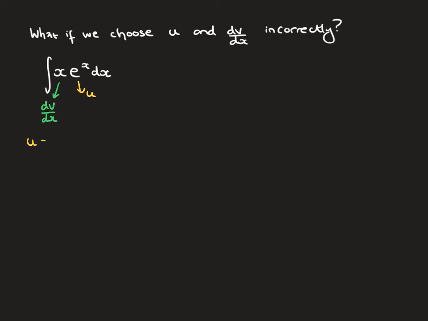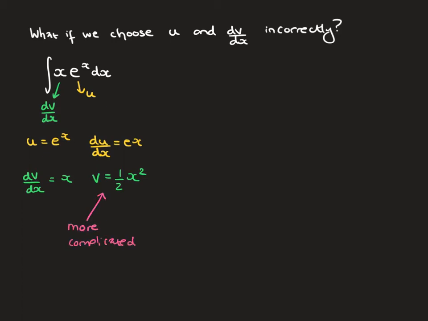So that means e to the x is differentiated, which just gives us e to the x. And then remember, I've chosen dv by dx to be x, and that has to be integrated to give me v, so that gives me a half x squared. Now, you should already start to see this as a bit of a warning here, because v is now more complicated than in the original integral. So we've ended up with something a little bit more complex.